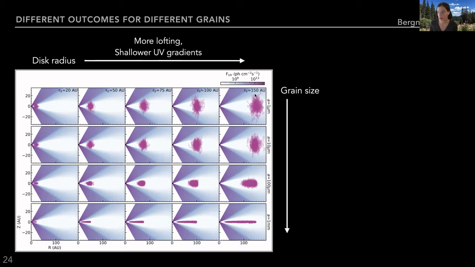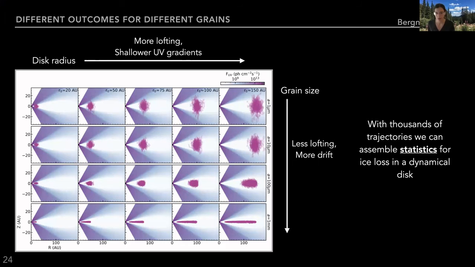But like I said before, the UV gradients are shallower in the outer disk, and so these particles will be exposed to more gradual, gentler ice processing compared to the inner disk. In terms of grain size, as the particles grow in size, they experience less lofting away from the midplane, but they also become more subject to radial drift. And so by the time you reach about 1 millimeter in size, the particle is going to spiral pretty efficiently inwards towards the star. So you can see how with thousands of these trajectories, we can now start to assemble some statistics for how ice loss is going to proceed in a dynamical disk.